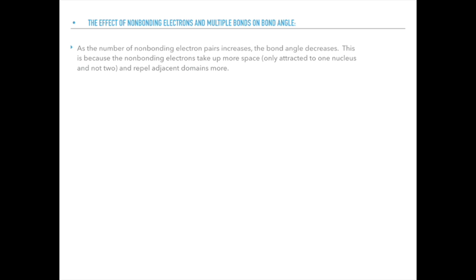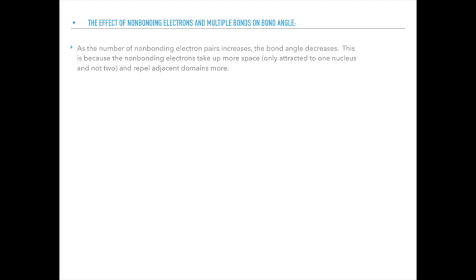So all of this talk about bond angle, the ones that were given to you in gray, you are expected to know. However, if you have non-bonding electrons or multiple bonds, that's going to affect the bond angle. And you don't need to memorize them, you just need to know how that affects the bond angle. So the first question is, how do non-bonding electrons affect the bond angle?